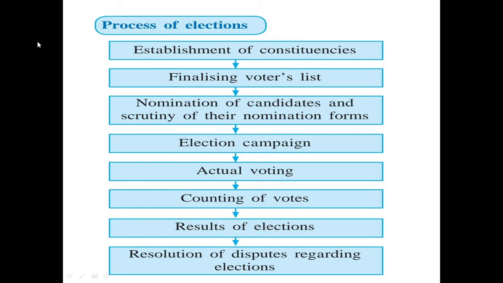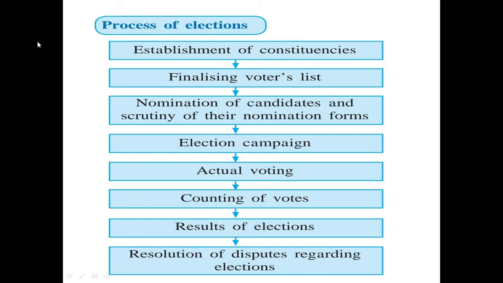Third, nomination of candidates and scrutiny of their nomination forms. Some candidates represent a political party and some are independent candidates who contest the election. The applications of all these candidates are scrutinized by the Election Commission, that is, the applications are examined or inspected thoroughly.